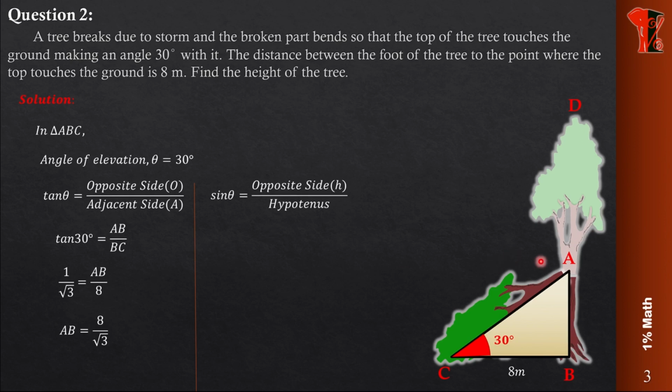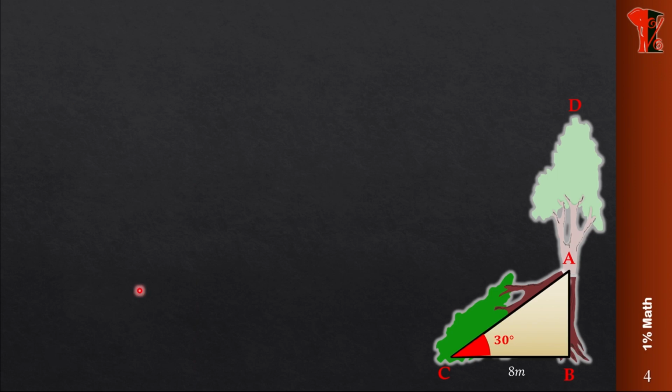Now let us find the hypotenuse. The hypotenuse is the length of the tree which is broken. Substituting, sine 30 equals AB by AC. Sine 30 is 1 by 2, and it becomes AC equals 2 times AB. Because the AB value is already found, we can use it here. That becomes 2 into 8 by root 3, where 8 by root 3 is taken from here. Further simplification gives 16 by root 3.